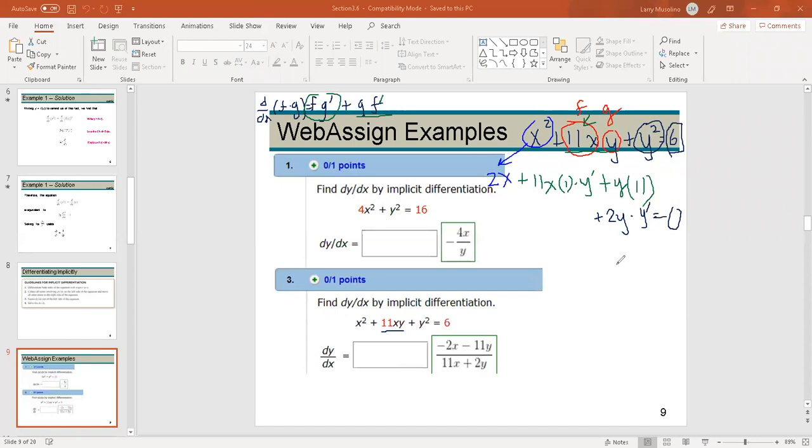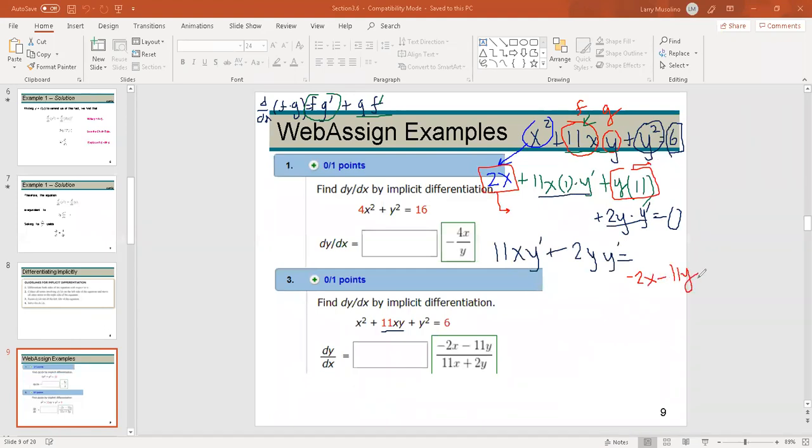All right, first let me go ahead and subtract 2x and also subtract 11y from the left-hand side. What I want to do is get y prime terms isolated on one side. So I'm going to put 11x y prime plus 2y y prime on the left side of this equation. And on the right side of this equation, I'm going to move this 2x over to the other side. And I'm going to move this 11y over to the other side. So this is going to give me negative 2x minus 11y.